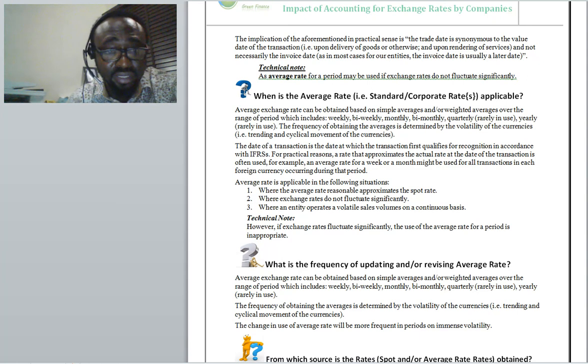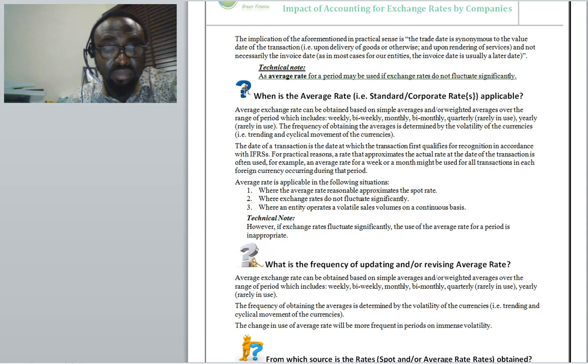Technical note in this case is that if exchange rate fluctuates significantly, the use of average rate for a period is inappropriate. This is a confirmation of some of the discussion we've had earlier. The next one we want to consider is what is the frequency of updating or revising average rates?